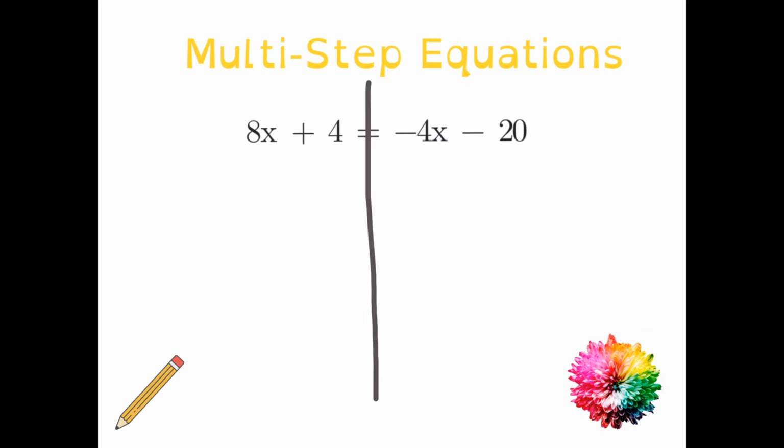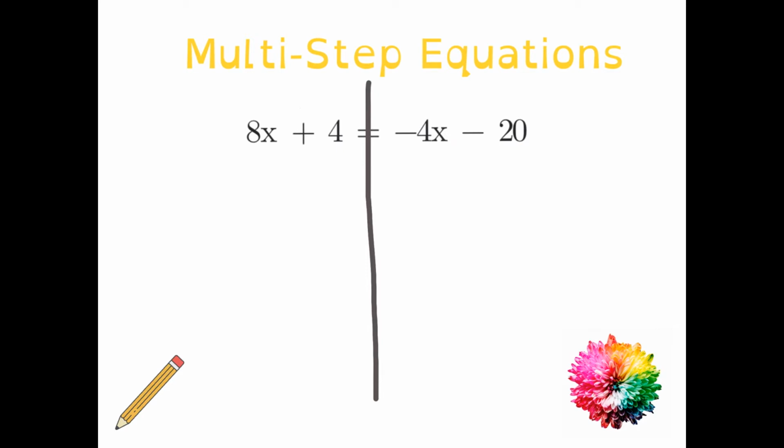Okay, so let's begin. Let's first analyze what we have. We have an 8x over here, which is in the right place, and then we have negative 4x over here, which is in the wrong place. So we are going to be moving the negative 4x over to this side. And then we have a positive 4, which is in the wrong place, and a negative 20, which is in the right place. So we're going to be moving the positive 4 over here. And when we're done doing all of that, our x's will be on the left-hand side, and our numbers are going to be on the right-hand side.